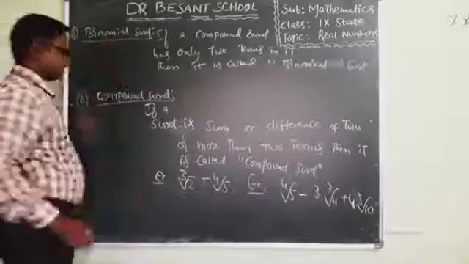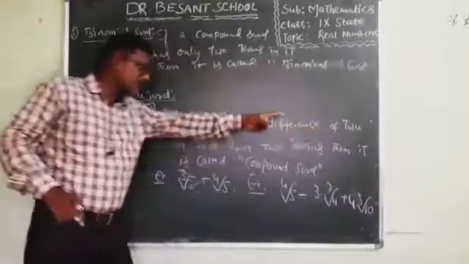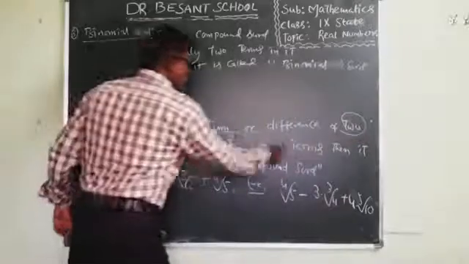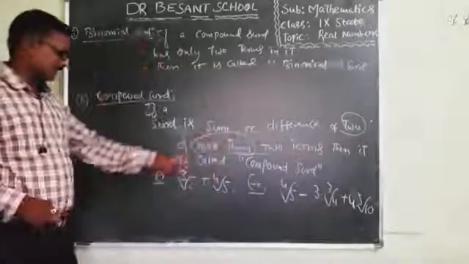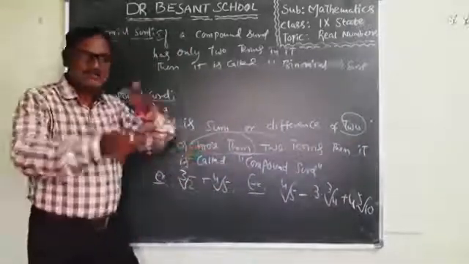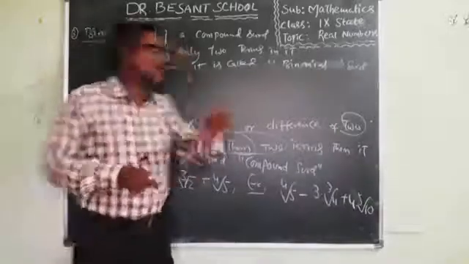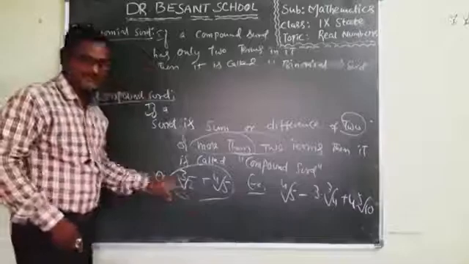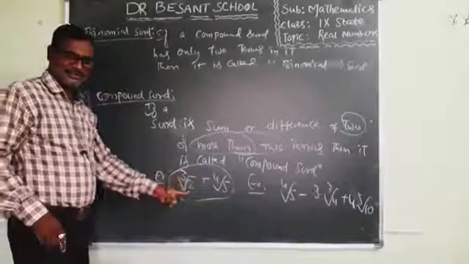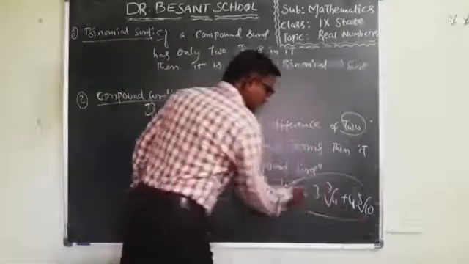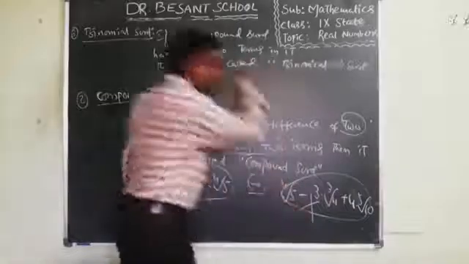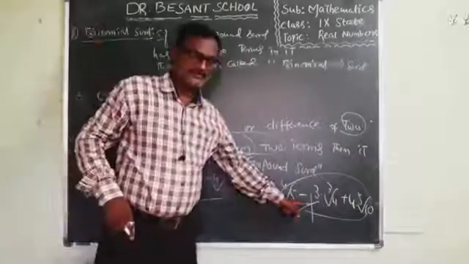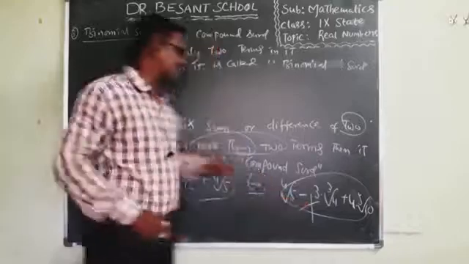Sum or difference of either two or more than two terms is called a compound surd. Sum or difference of only two terms is called a binomial surd. For example, this is the sum of only two terms, so it is binomial. If it is a sum and difference of more than two surds, it is not binomial. This is binomial. This is not binomial. Did you understand? Yes. Once verify.